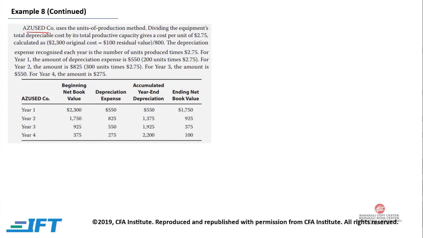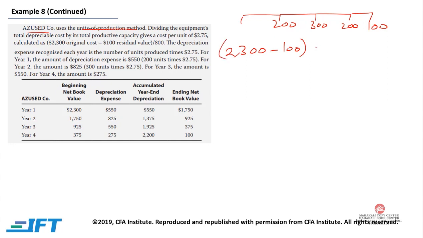Now as used company uses unit of production method, so we have discussed this before, that first year it's 200, then it's 300, then again 200, and in the end we have 100. So we start with 2300. This is our beginning value minus the residual value, and now we need to understand that we subtract residual value in straight line and also in unit of production, but we don't subtract residual value in double declining.